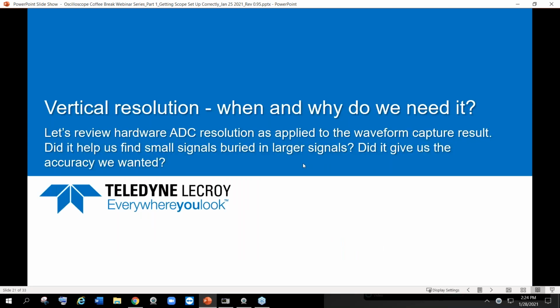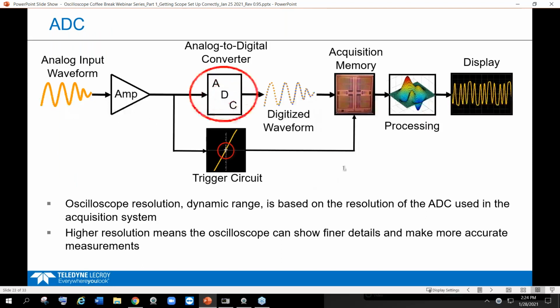So that's the analog and effective digital bandwidth. Now let's go into resolution, vertical resolution, and what we're really going to be focused on is what is our interest, what is our requirement on our measurement to see small signals buried in larger signals, and what is our goal of using the scope for accuracy. So those are the two things that I'll focus on here today.